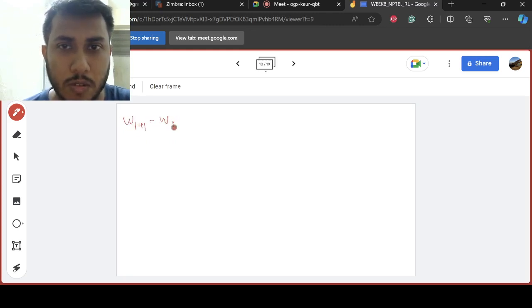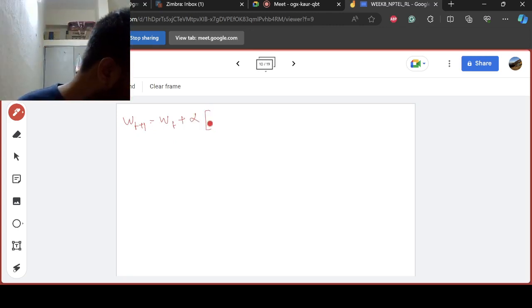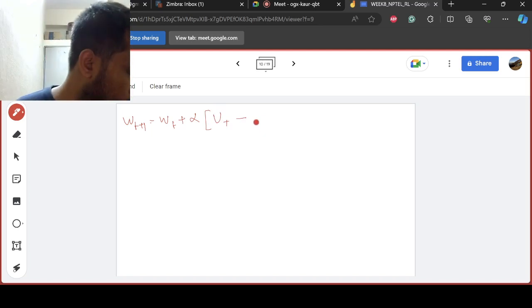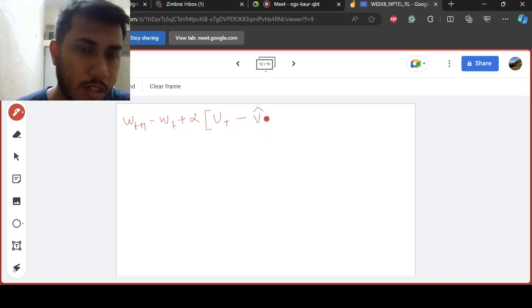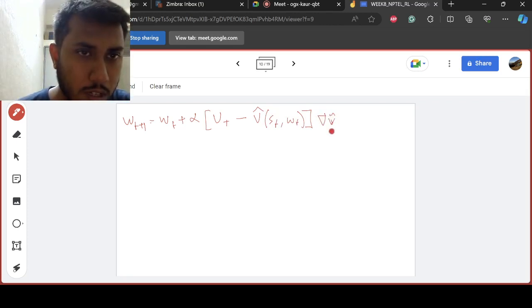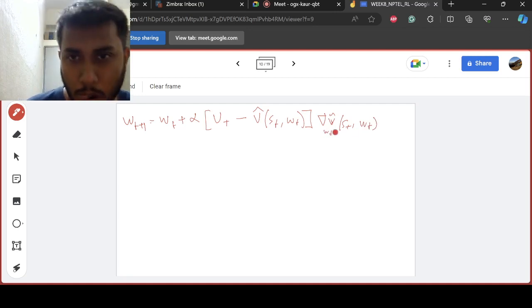wt plus 1 is equal to wt plus alpha, let's say this is ut minus v hat (st, wt), times the gradient of v hat (st, wt).